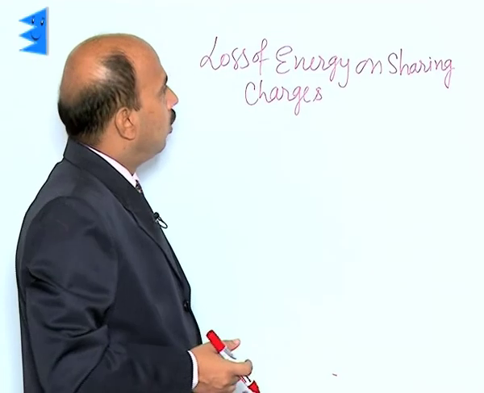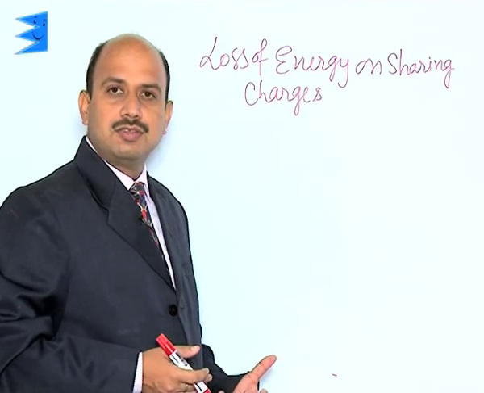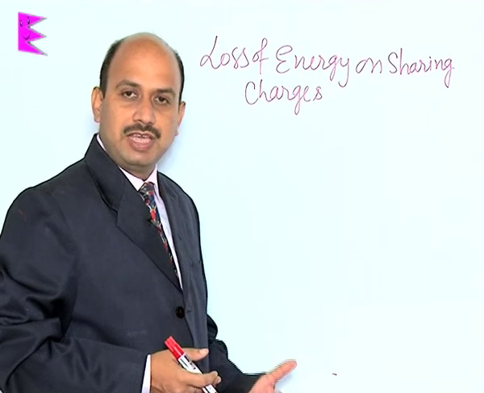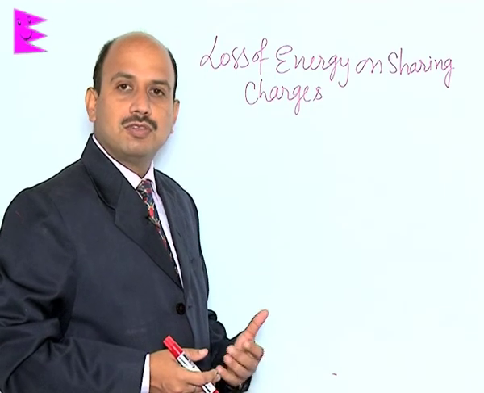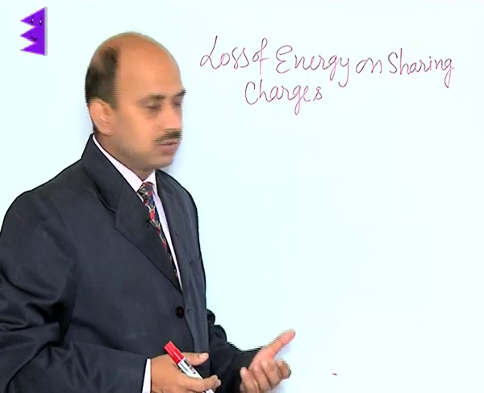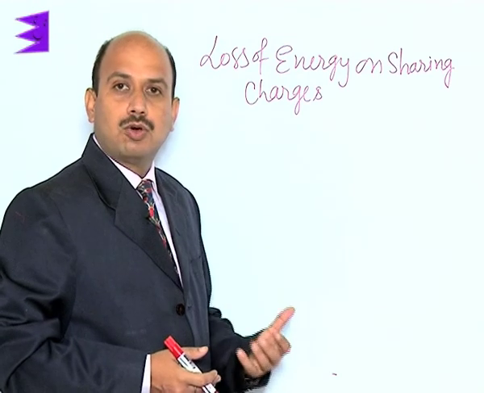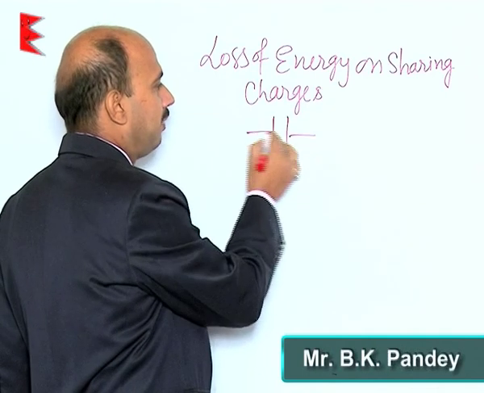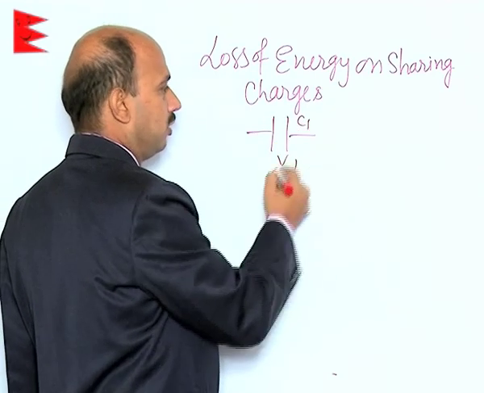Now, here is the loss of energy on sharing of charges. As we have seen in the concept of common potential, sharing of charges takes place. During this process, some energy is lost in the form of electromagnetic radiation. We can calculate this loss of energy. Suppose the initial energy of each capacitor having capacitance C1 and C2.